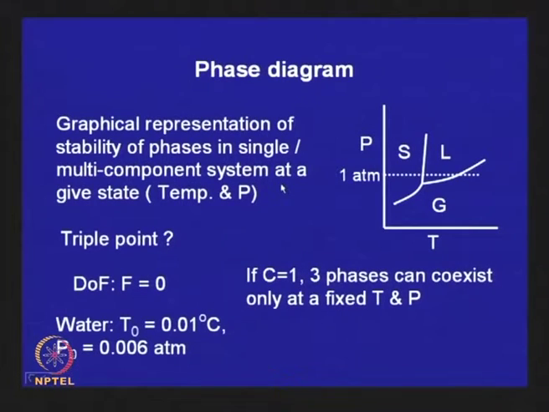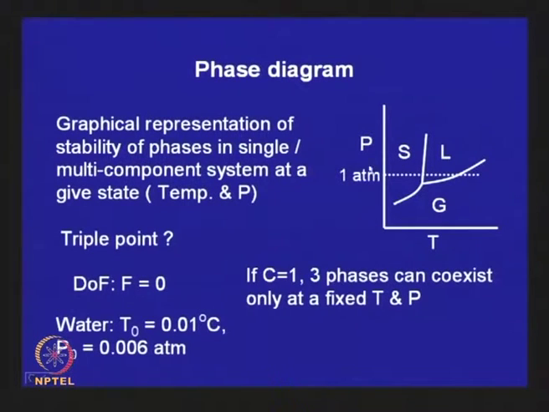Now, what is a phase diagram? Basically, a phase diagram is a graphical representation of the stability of phases in a single or multi-component system at a given state, and a state is defined in terms of control variables. Usually only two of temperature, pressure and volume you can control, and for most practical purposes we can control temperature and pressure.